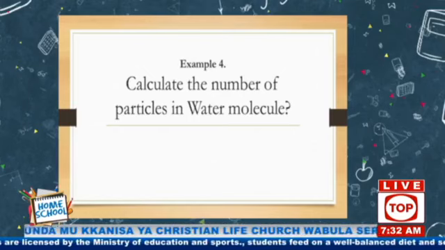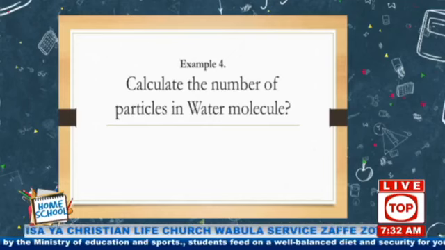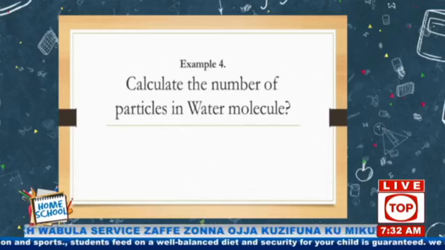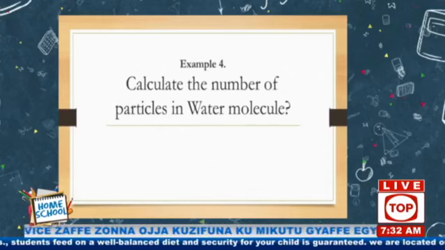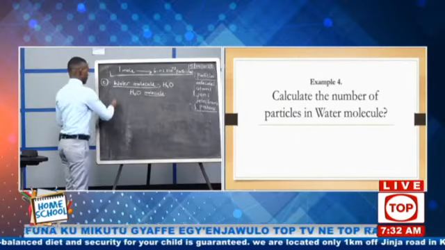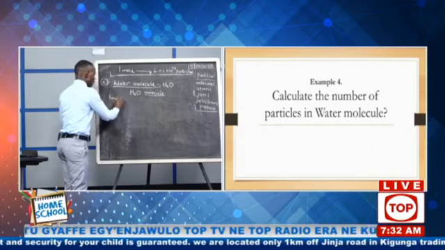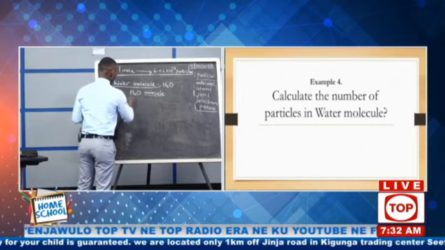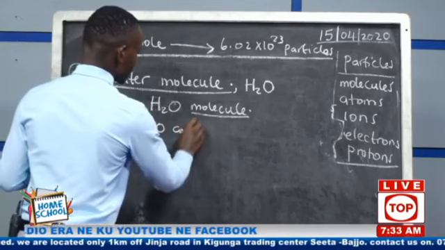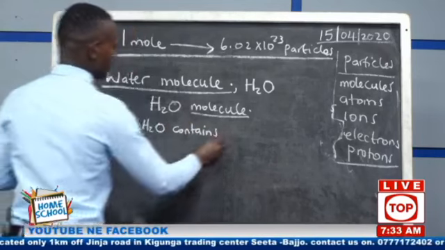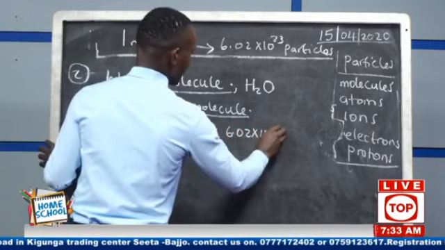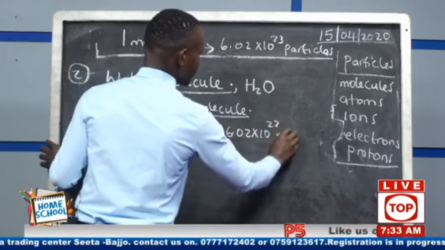There is a water molecule. We can now use a molecule as a particle. So we want to find out how many water molecules, how many water particles, are there. We say 1 mole of water contains 6.02 times 10 power 23 molecules.